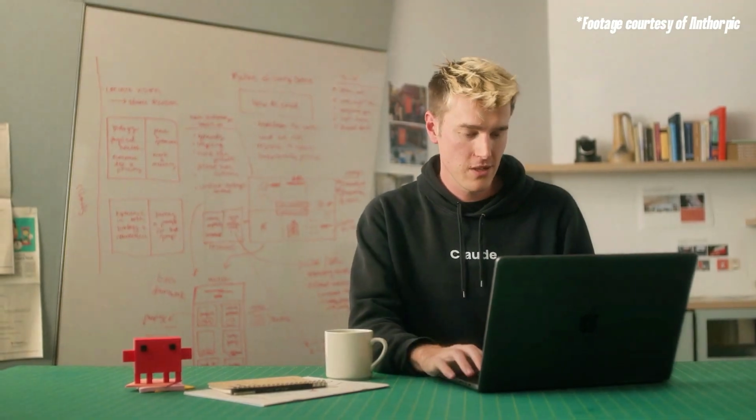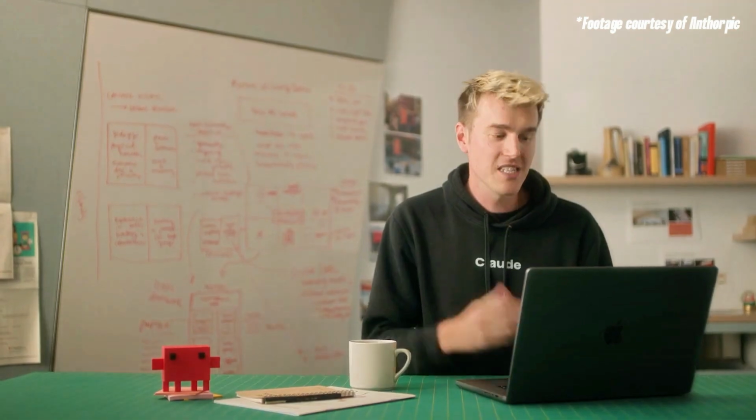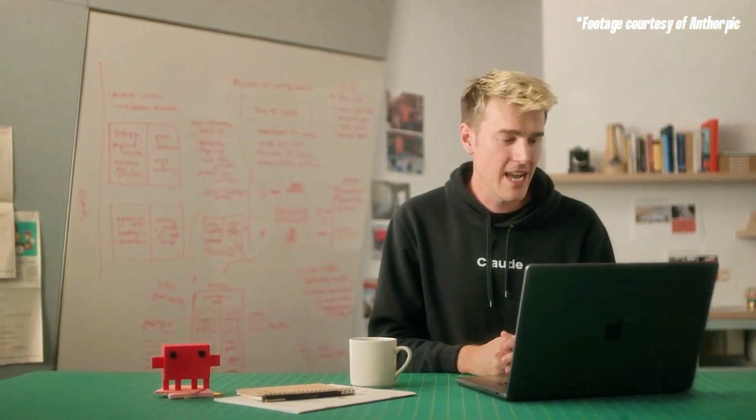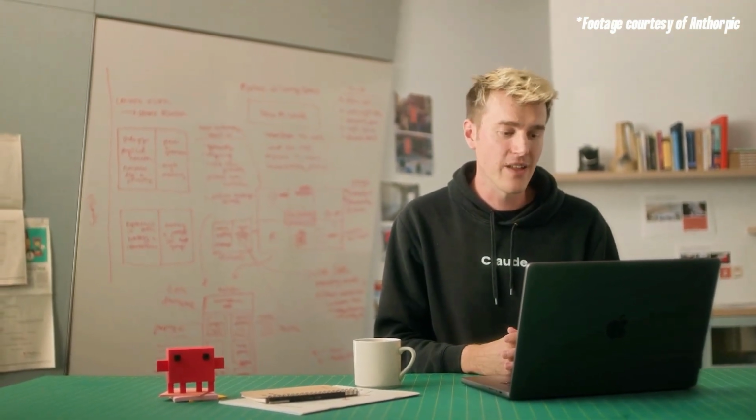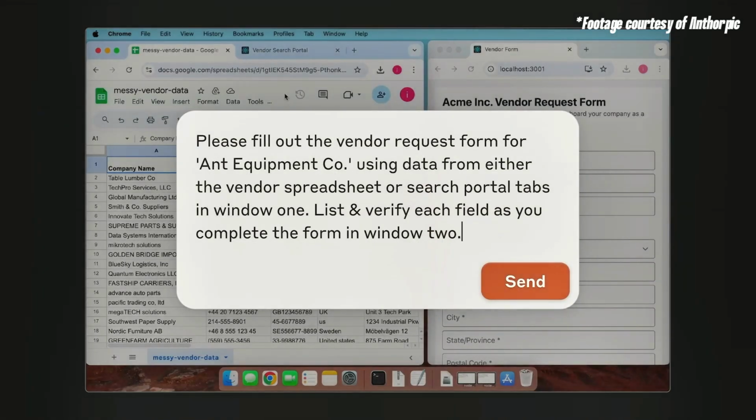We're going to be going through a quick demo today. In this fictional demo, a customer, in this case the Ant Equipment Company, has come to us and asked us to fill out a vendor request form. The data I need to fill out this form is scattered in various places on my computer. What we're going to do is ask Claude to look at the spreadsheet, check if Ant Equipment is in there, and if not, move over to the CRM and try and find some more information there. Once it has this data, Claude's going to then fill out the form for us and hopefully transfer the information across to the vendor form.